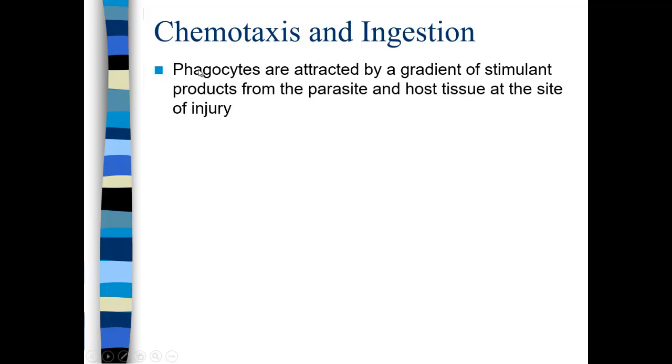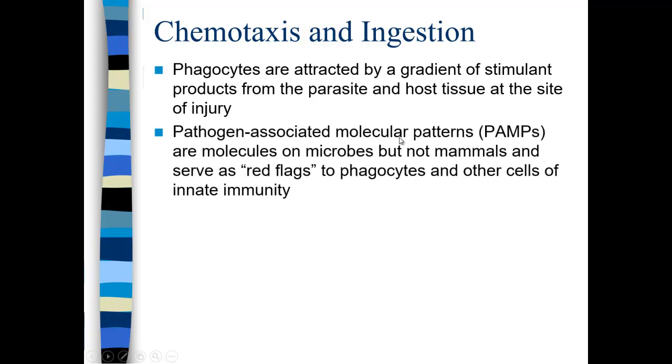So the phagocytes are actually attracted by a concentration gradient. As you get closer to the parasite and the affected host tissue at the site of injury, that gradient gets larger, so they're attracted by higher concentrations of these different stimulant products, and that will move the phagocytes to the site of injury.